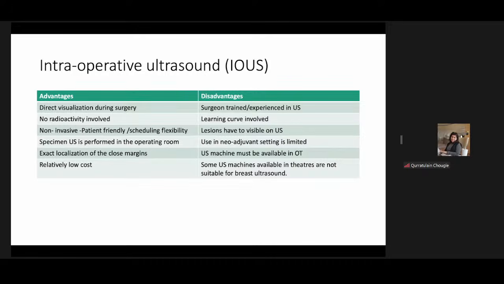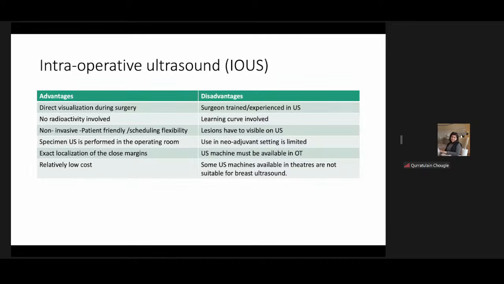Advantage is that there is direct visualization during surgery, no radioactivity. You do not need to call the patient prior to surgery because there's no localization done previously. The specimen ultrasound can be performed in the operating room itself. There is exact localization of the closed margins and relatively low cost because usually we have the ultrasound machines available.